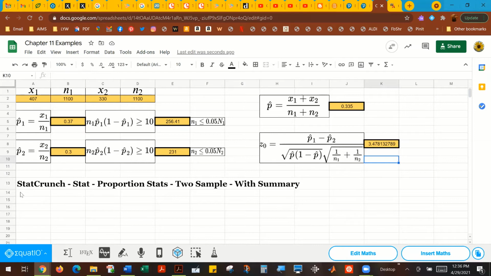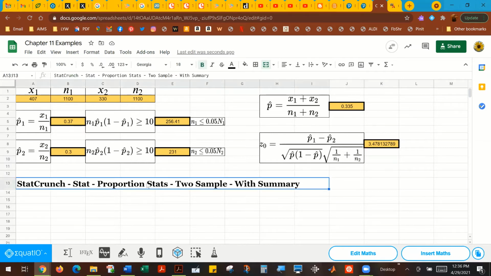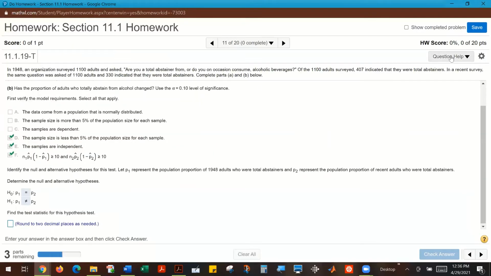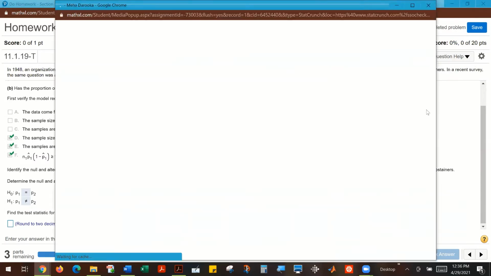Or your other process is to use StatCrunch. And I've actually put the menu options that you need to follow to come up with your calculation. So you first open up your StatCrunch. Let's go back to our problem here, and under Question Help on the top right-hand corner, if you go down the menu options, we have StatCrunch. So click on that, let it open up, do its thing.